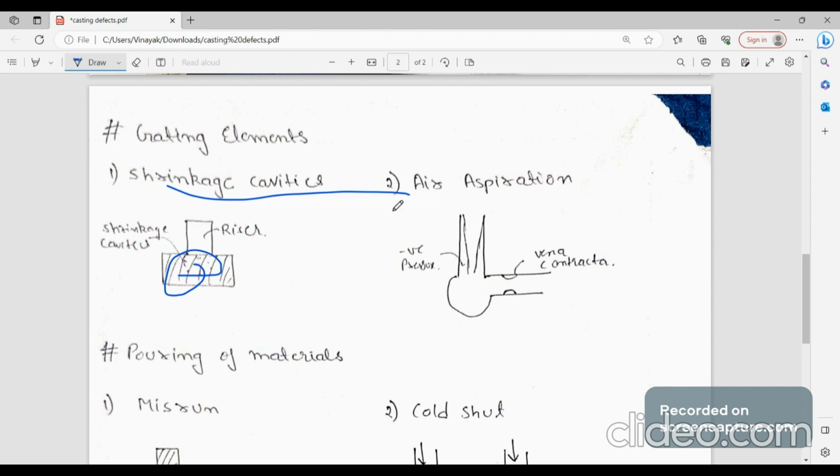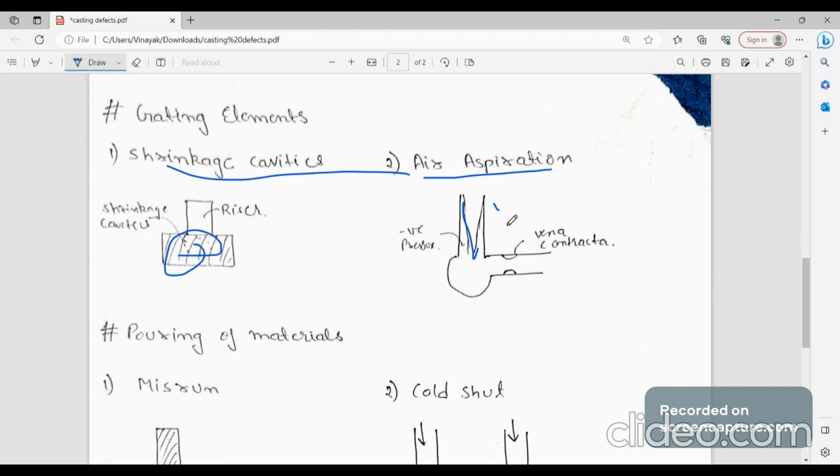Next one is air aspiration. Due to improper design of the gating element, that is, this is called a sprue and this is called a runner. When the metal is coming here, where there is atmospheric pressure, the pressure may decrease and go to negative pressure. Due to this, air will be coming inside. If air comes inside, air droplets and air molecules will be formed, and due to that there will be a defect in the casting. So negative pressure is formed. We can avoid this by designing a proper gating element.